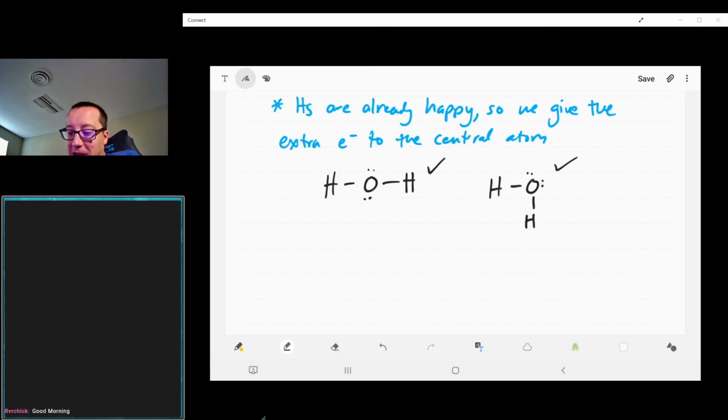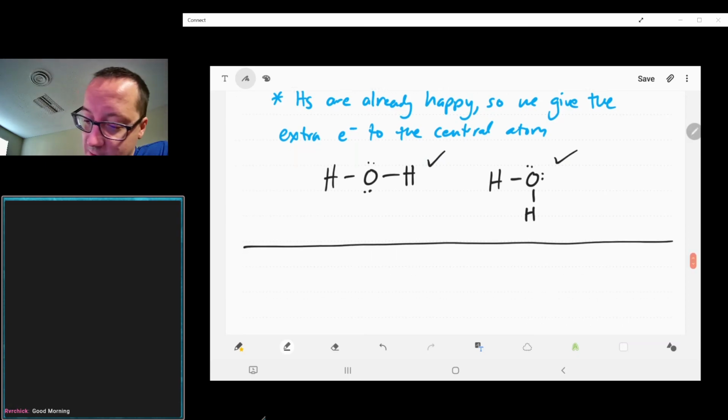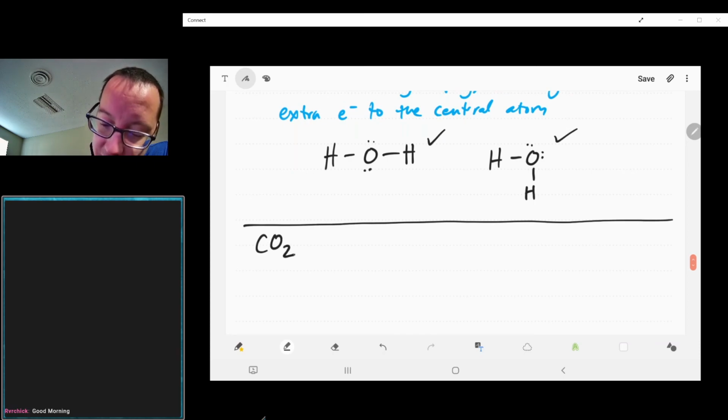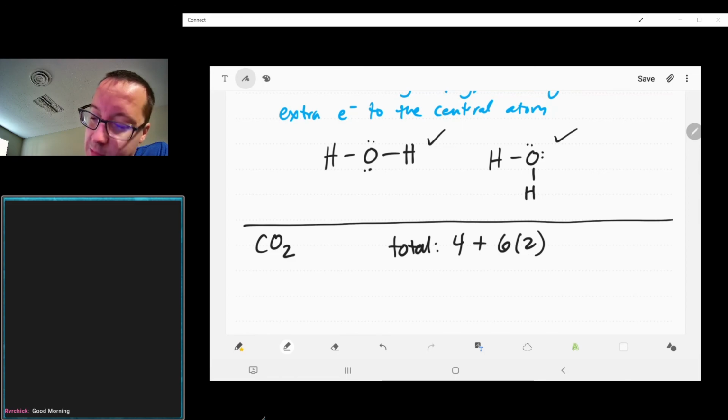Okay, in that case, let's go ahead and now look at a more complicated case where we're actually going to have to worry about rule number 4. So carbon dioxide. Our total valence electrons is going to be 4 from carbon plus 6 from each oxygen. That'll be 16. 12 plus 4, 16.